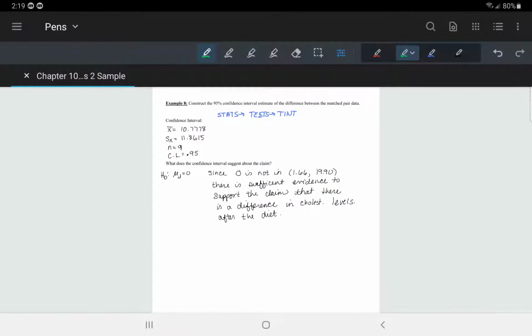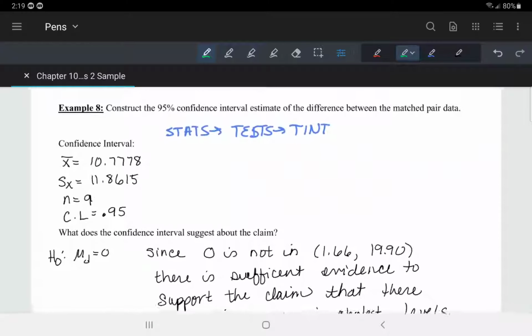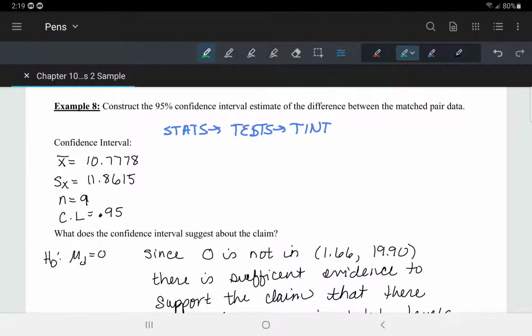We could also calculate the confidence interval for this test. We would go to stats, tests, and then use the t-interval. Just recopy the information and how you will need to put it into the calculators. And when you do this, you should come up with 1.66 is less than mu sub d for the difference less than 19.90.